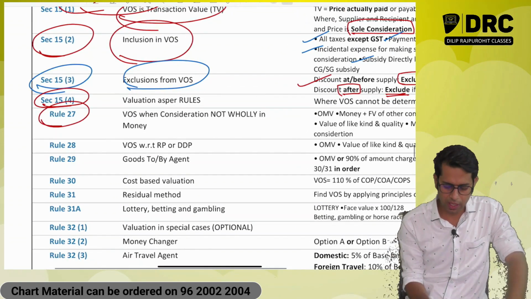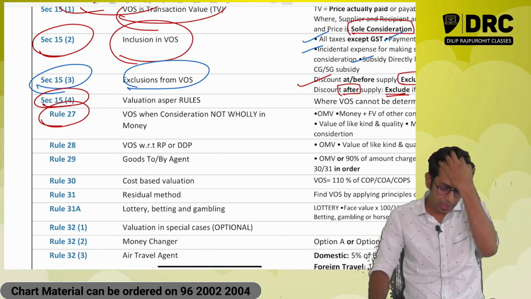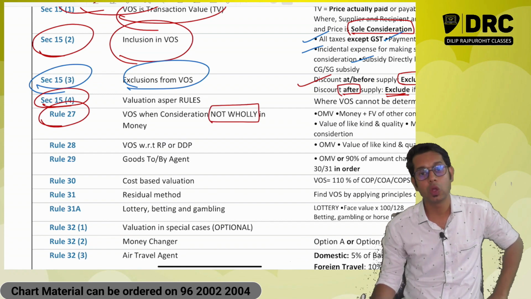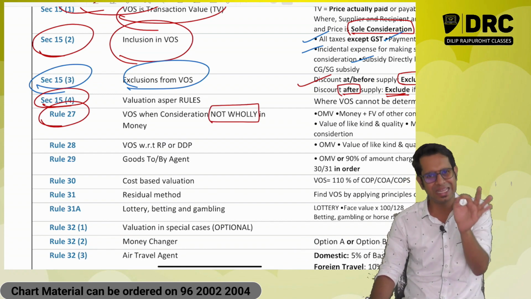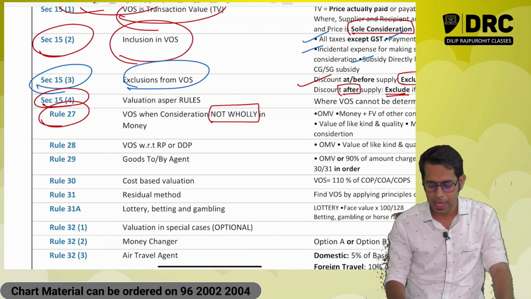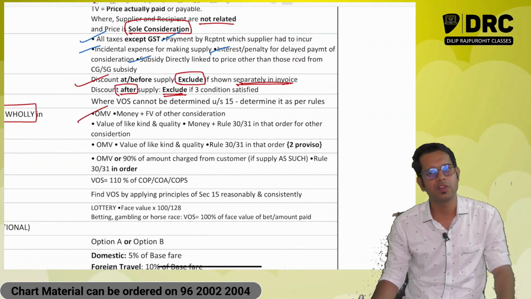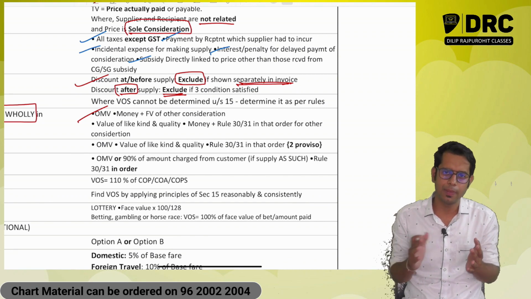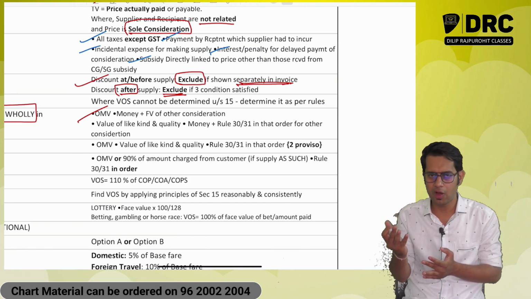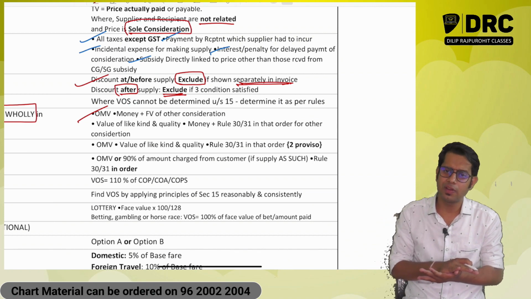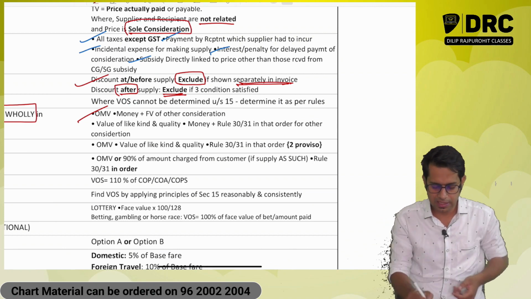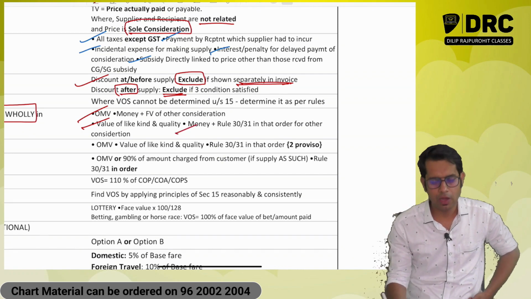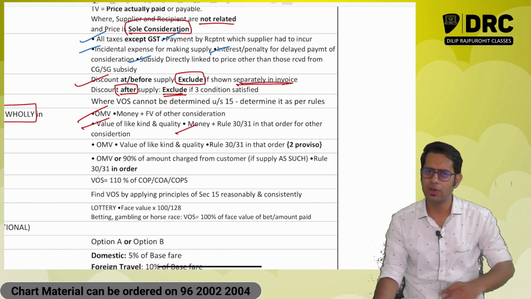Rule number 27 says, it is applicable when the consideration is not wholly in money. For the supply which you are making, there is a consideration, but the consideration is not wholly in money. In such cases, what will be the value of supply? Value of supply will be open market value. So what if open market value is not there? If open market value is not available, then money plus fair value of other consideration. So what if money plus fair value of other consideration is not available? In such cases, value of supply will be value of like kind and quality. Sir, what if that is also not there? Then value will be money plus apply rule number 30 or 31 for that other consideration.